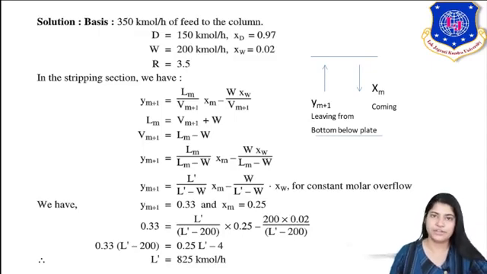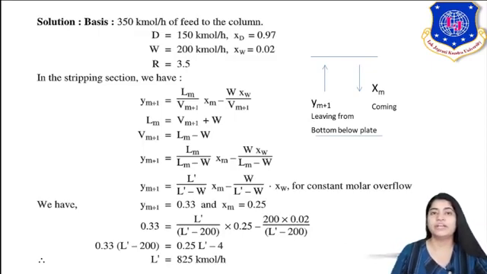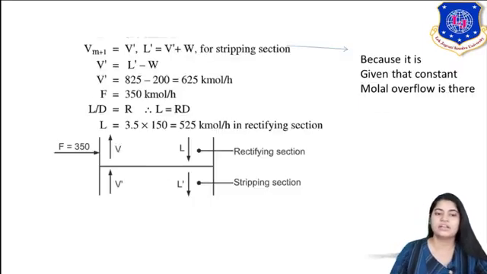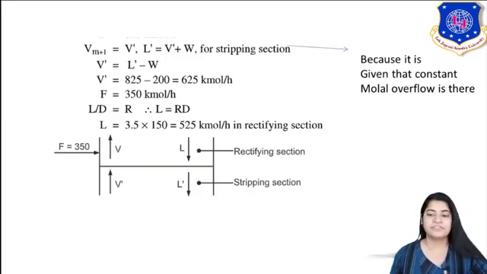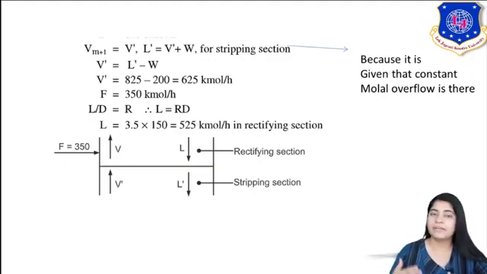Now just substitute the values. Ym+1 is 0.33 and Xm is 0.25. Substituting the values and evaluating, you get the liquid flow rate in the stripping section, L bar. Now Vm+1 equals V bar, because it is given that constant molar overflow is there. Read the question properly: the molar overflow is constant. Hence, from the assumptions of the McCabe-Thiele method, the vapor flow rate in any section would be the same. Therefore I am taking Vm+1 equal to V bar. For all the plates in the stripping section, the vapor flow is constant.